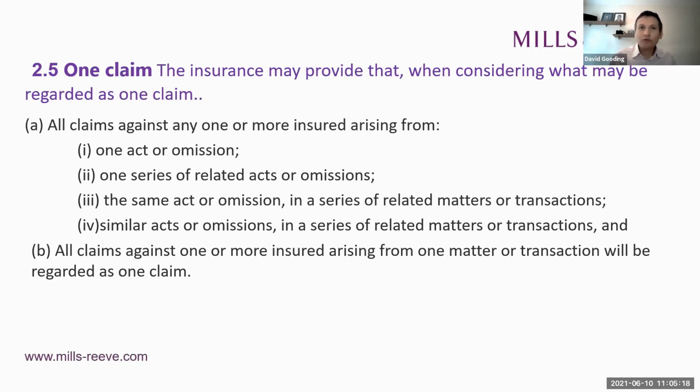But some older authorities suggest you need some sort of sequential events, a chain of events, much like you and I would consider what a series would mean. I'm not sure it adds an enormous amount to the meaning of the clause, given you've got this word related, but it reinforces the importance of having a chain of events and connecting these acts or omissions.